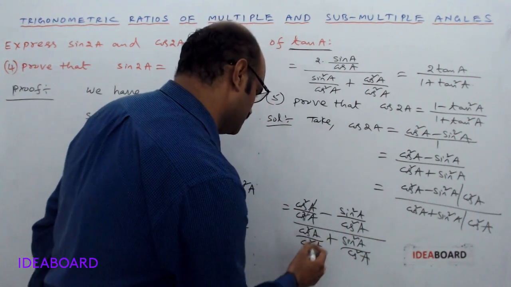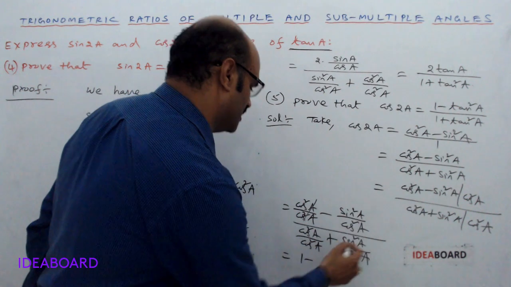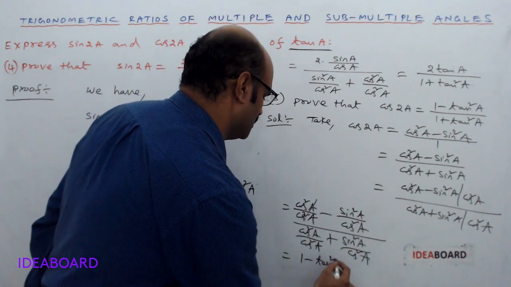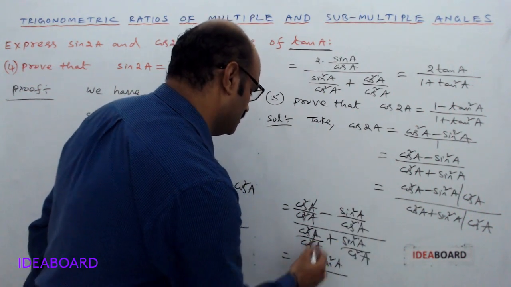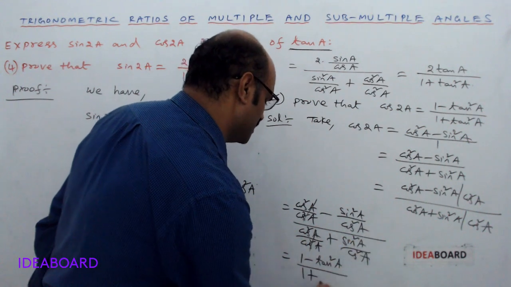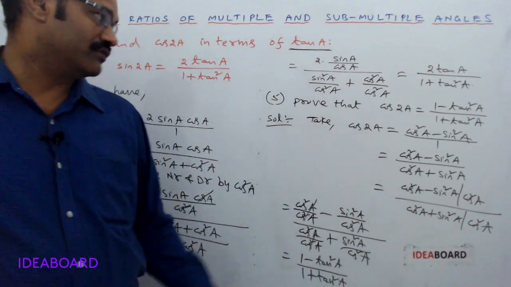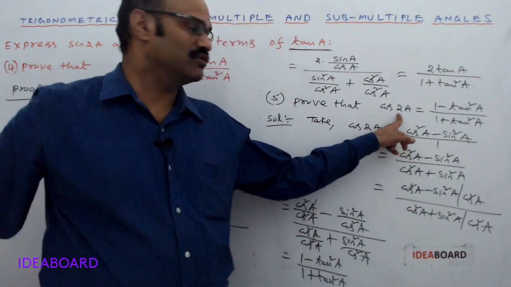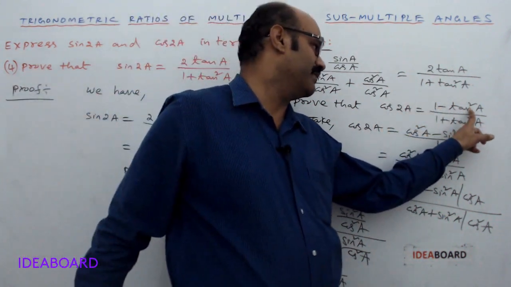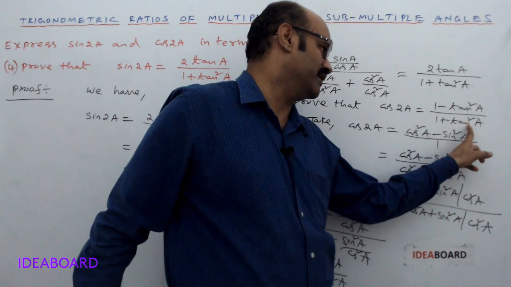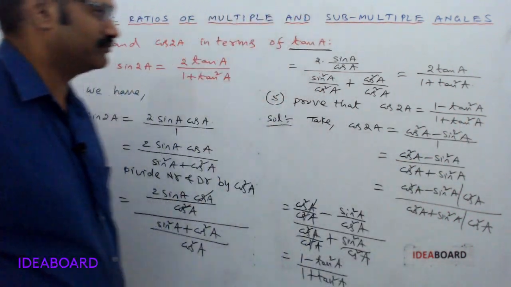So 1 minus sin square A by cos square A, which is tan square A, whole by 1 plus sin square A by cos square A, tan square A. Therefore, cos 2A equal to 1 minus tan square A by 1 plus tan square A. Hence proved.